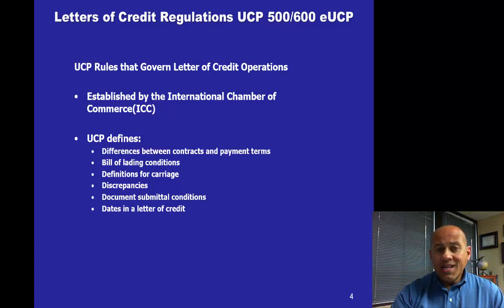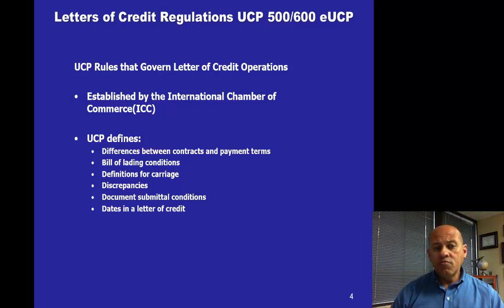The letter of credit guidelines, or the guidelines that are used by international banks, are those of the UCP 600. The old version was the UCP 500, so there were some changes with the UCP 600. You also may hear the term eUCP, which basically represents the UCP 600 that allows for electronic presentation of documents by both buyer and seller.